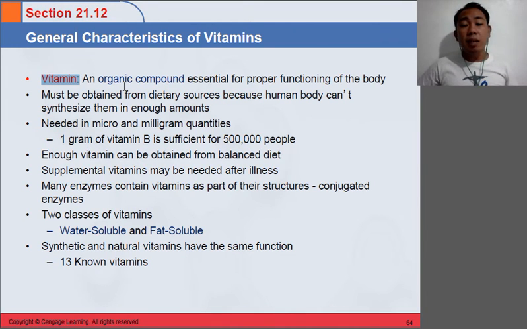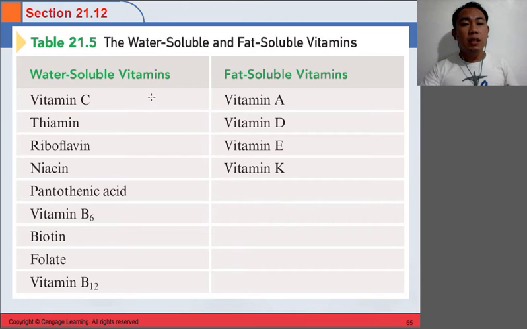Many enzymes contain vitamins as part of their structures, that are said to be conjugated enzymes. We have two classes of vitamins, the water soluble and the fat soluble vitamins. When we say water soluble vitamins, we take these vitamins with water. We take fat soluble vitamins with food. Synthetic and natural vitamins have the same function, and we have the 13 known vitamins. So we have the two classifications of vitamins, the water soluble vitamins and the fat soluble vitamins.